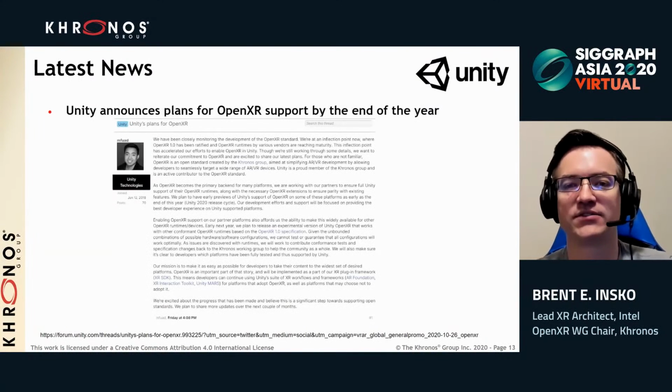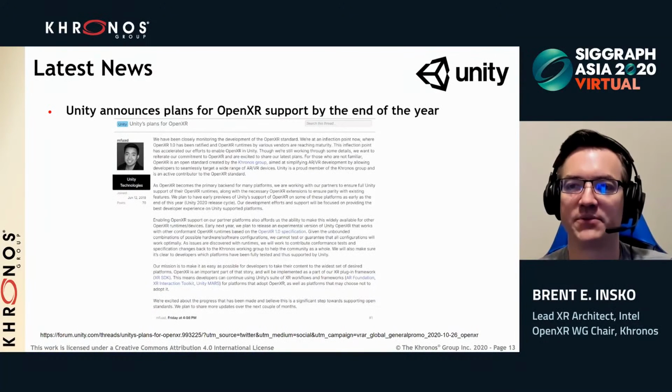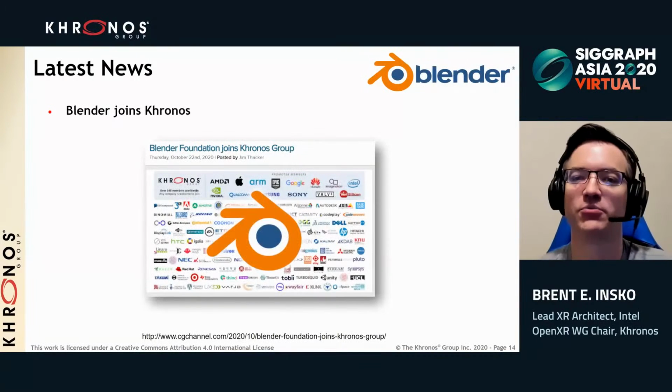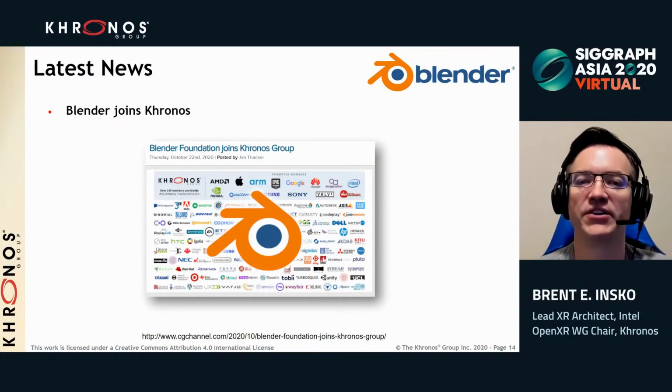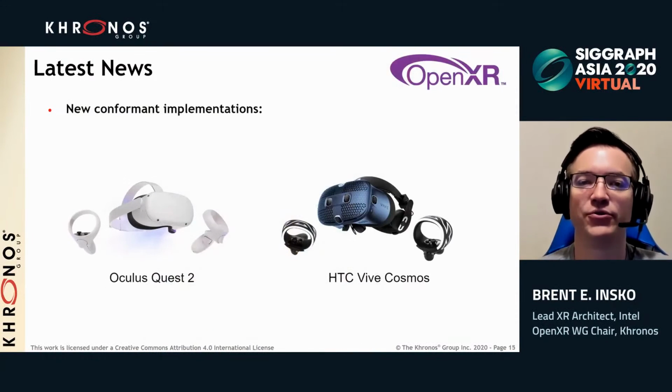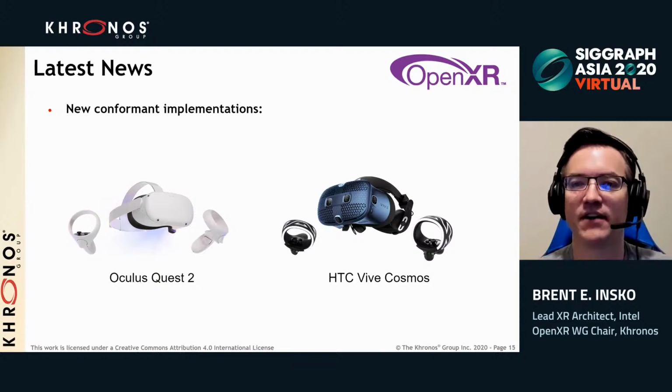In October, Unity announced upcoming OpenXR support by the end of the year on partner platforms, with further support coming early next year for all conformant OpenXR 1.0 runtimes. Also in October, the Blender Foundation, the organization behind Blender, the free open source 3D creation suite, has joined Khronos. This enables them to help shape the future of OpenXR, Vulkan, glTF, and many other Khronos APIs. We also have two new conformant implementations. We have the Oculus Quest 2 and the HTC Vive Cosmos.